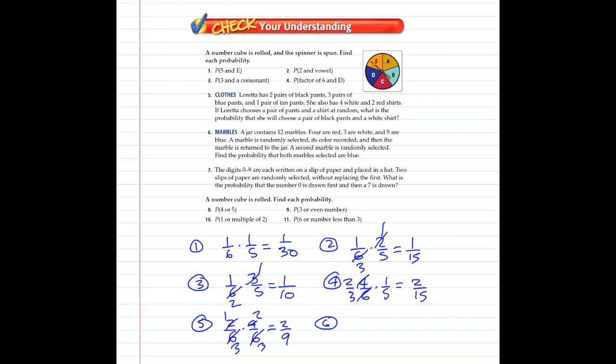Example number 6. The jar contains 12 marbles. 4 are red, 3 are white, 5 are blue. A marble is randomly selected, its color is recorded, and then the marble is returned to the jar. The second marble is randomly selected. Find the probability that both marbles selected are blue. So the first event is 5 out of 12. It doesn't affect the outcome of the second event, being independent events. So 5 over 12 multiplied by 5 over 12 is 25 over 144.